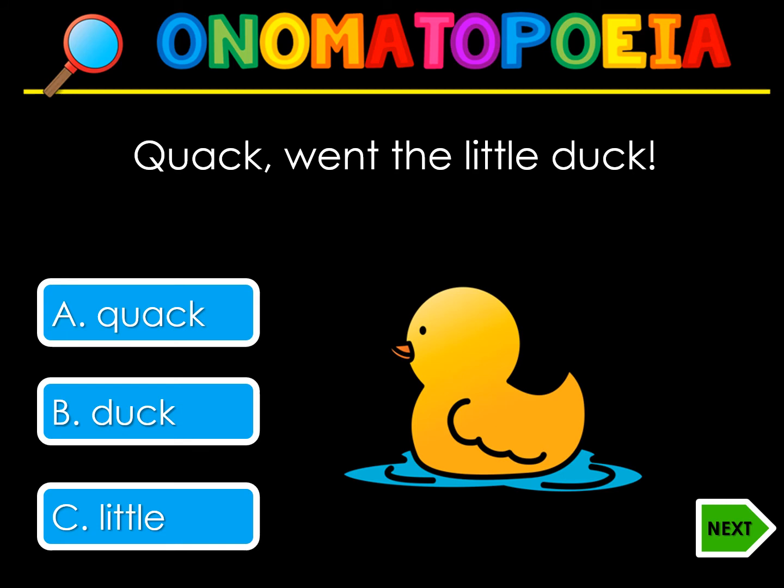Quack went the little duck. What's the onomatopoeia word? Is it quack, duck, or little? Did you get quack?